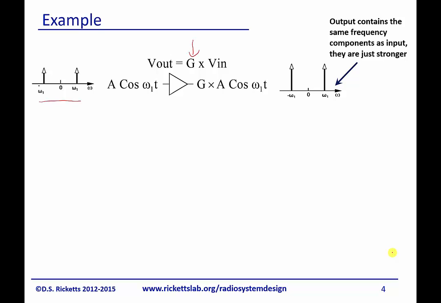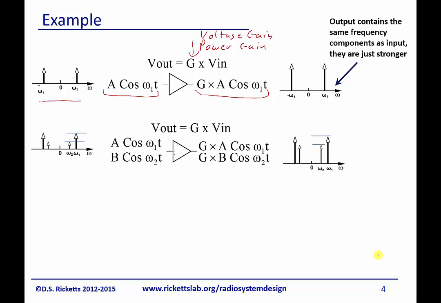When we talk about amplifiers, we need to be careful. Here we're talking about a voltage going in, so the output is a voltage. Sometimes we'll talk about amplifiers as a power going in and a power coming out. So you always need to make sure you know whether you have a voltage gain or a power gain. Typically, when we're talking about signals and voltages, we're always talking about a voltage gain.